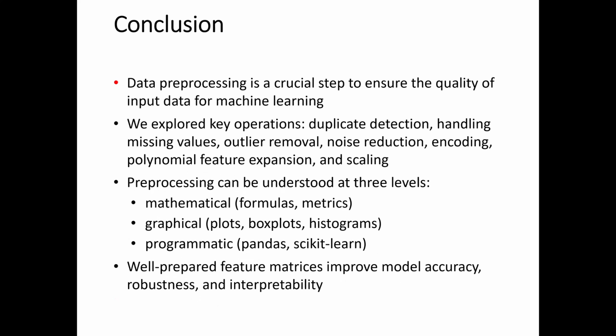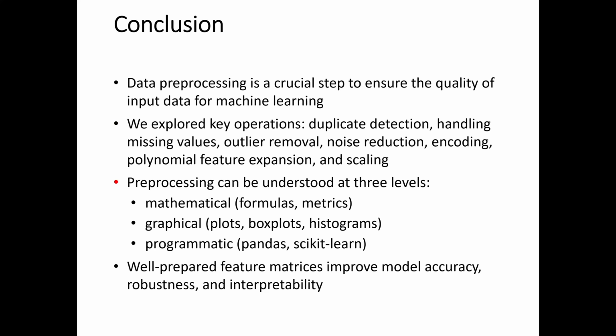In conclusion, we can say that data preprocessing is a really important step. It ensures that the data we feed into a machine learning model is clean and reliable. In this lecture, we looked at several key preprocessing operations: duplicate detection, handling missing values, outlier removal, noise reduction, encoding, polynomial feature expansion, and scaling.